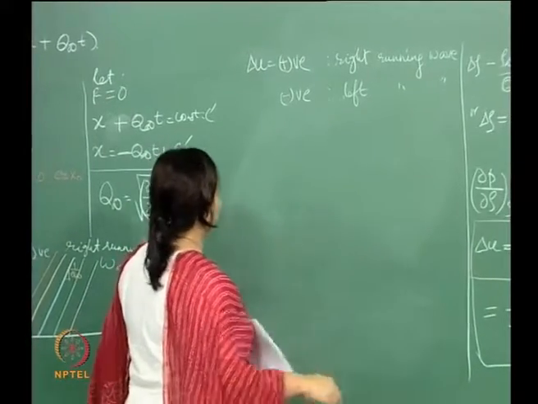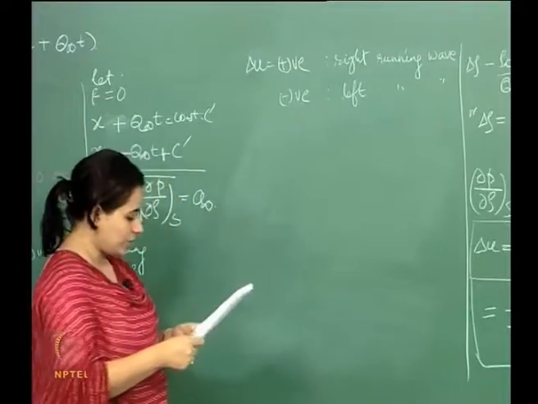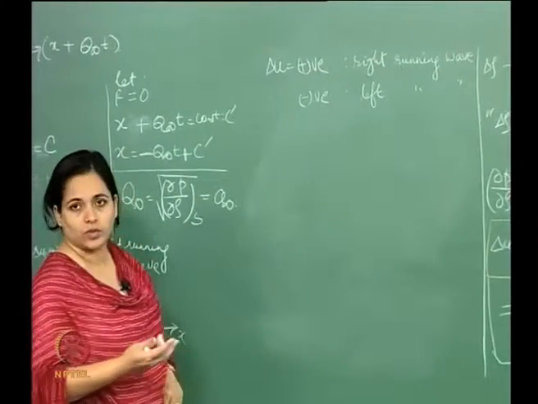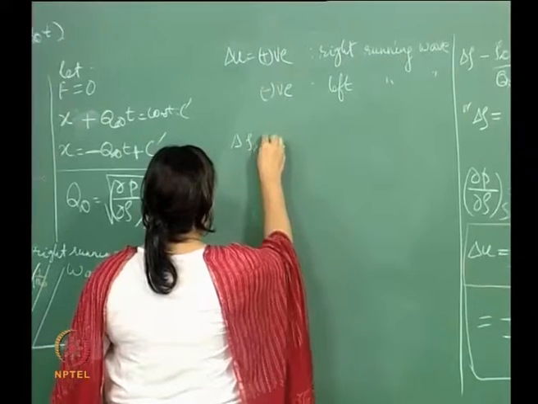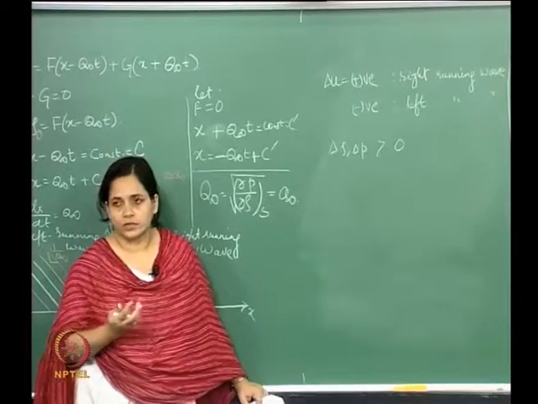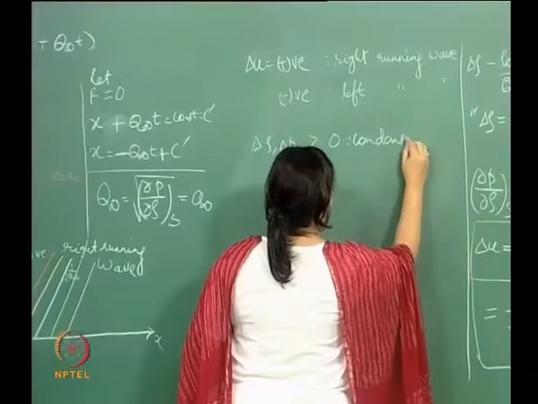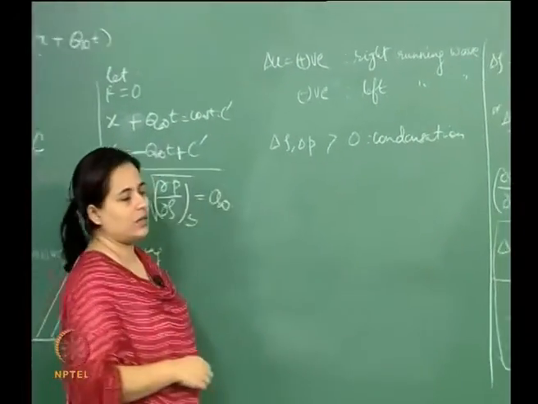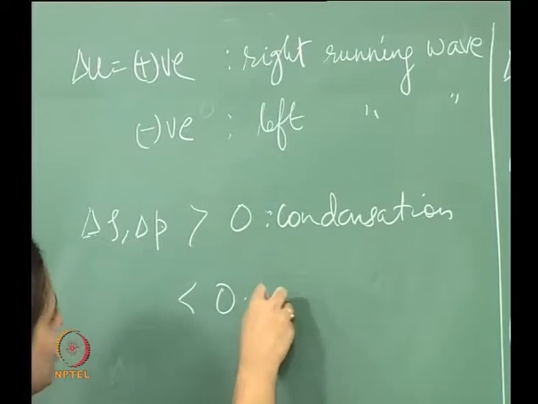Okay. So, say delta u is positive. Then I have a positive delta p and a positive delta rho. Now, what does that mean? Say delta rho is greater than 0. So, we have a perturbation in the density and pressure which is positive. What this means is that there is a condensation. And if it is negative, then it is called rarefaction.